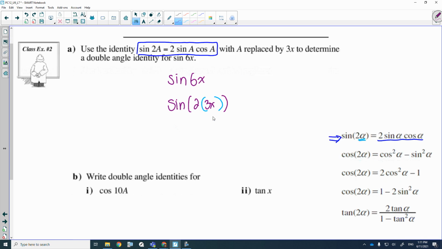So now what I could do is use the formula for the double angle of sine, and replace it with the identity. What you have to just recognize, though, is that this is my alpha. So the identity is 2 sine of alpha cos of alpha. So that would be 2 sine of 3x cos of 3x. Let's look at B, which is going to be the exact same thing. So it's just going to give you more practice.